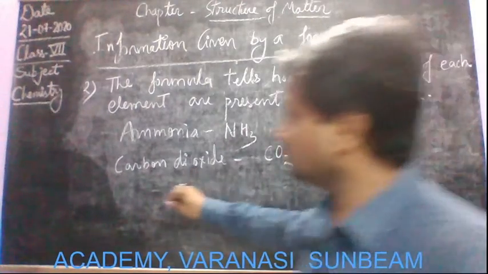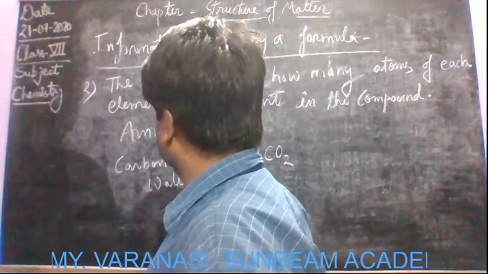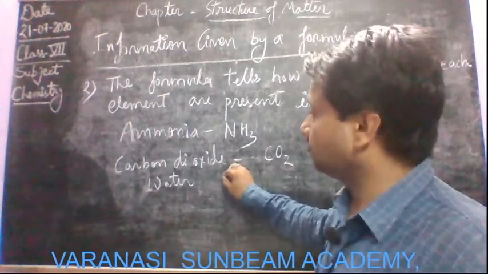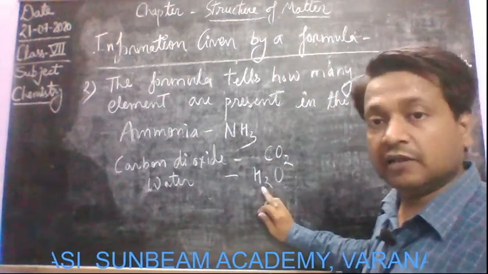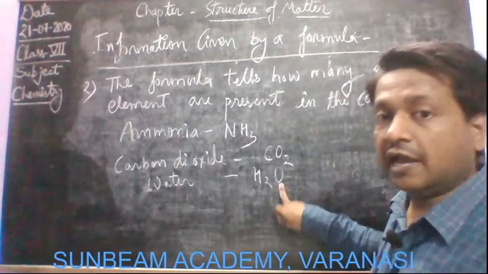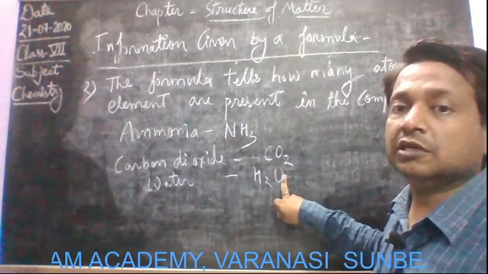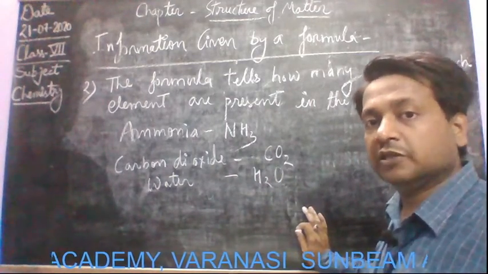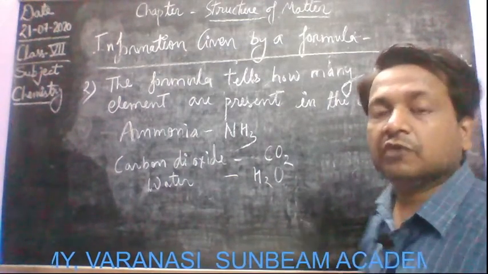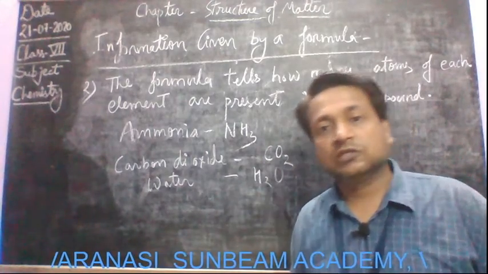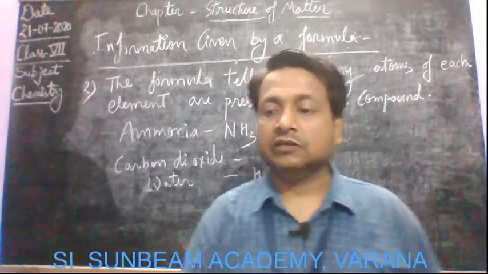Just like that, in water, the formula is H2O. So it has the elements hydrogen and oxygen, and the number of atoms of these are hydrogen 2 atoms and oxygen 1 atom. So this information, the number of atoms, we can also get with the help of the formula of a compound. So this is the second information that we can get from the formula. Now come to the third.